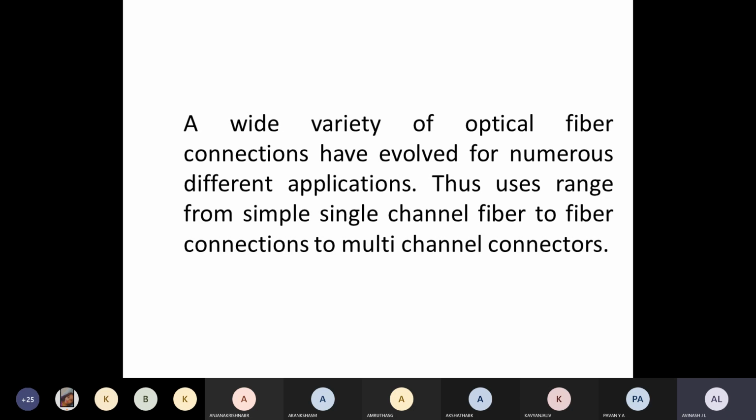So the usage ranges from a simple single channel fiber to multi-channel connectors. This is the range we are talking about. When you talk about the connector, one single fiber, one connection is a very simple, primitive version. The higher version is where multi-channels are there, and all those multi-channels together are the multi-channel connectors. That is the range we are discussing.